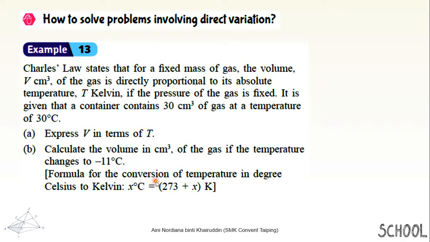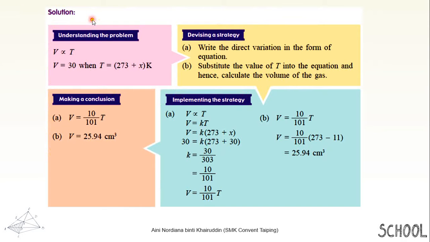Formula for the conversion of temperature in degrees Celsius to Kelvin: X degrees Celsius equals 273 plus X Kelvin. Okay, how to solve this? First, you have to understand the problem. V varies directly as T, given also V equals 30 when T equals 273 plus X Kelvin. Then, second step, devising a strategy.